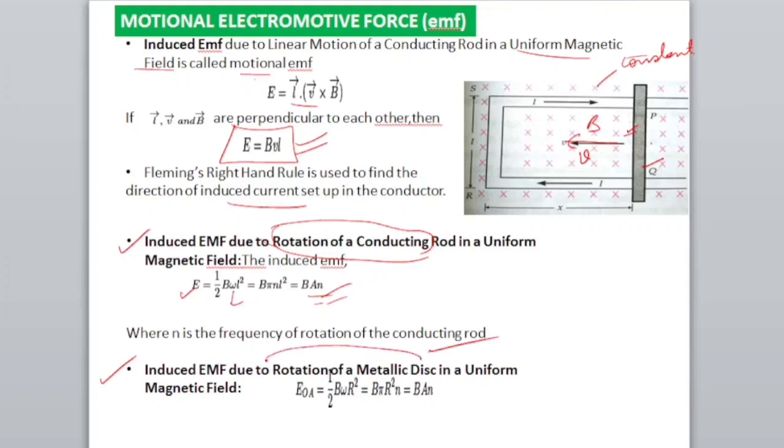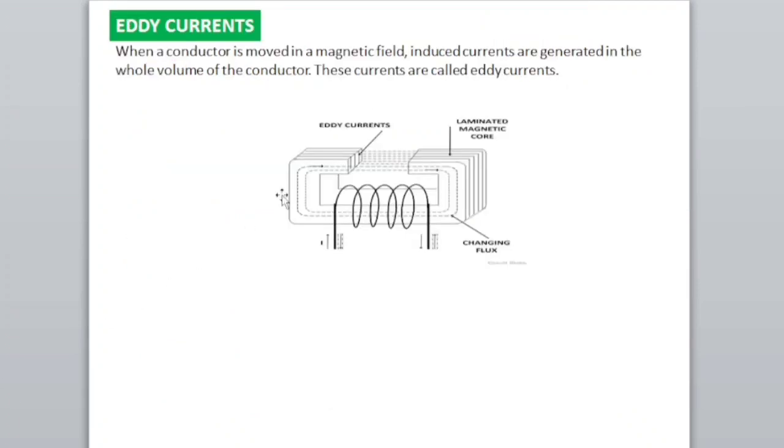If a metallic disc is placed in a uniform magnetic field and is rotating, then the induced EMF is given by half B omega R squared, where B pi R squared equals B A n. Then next, eddy current. What do you mean by this eddy current?